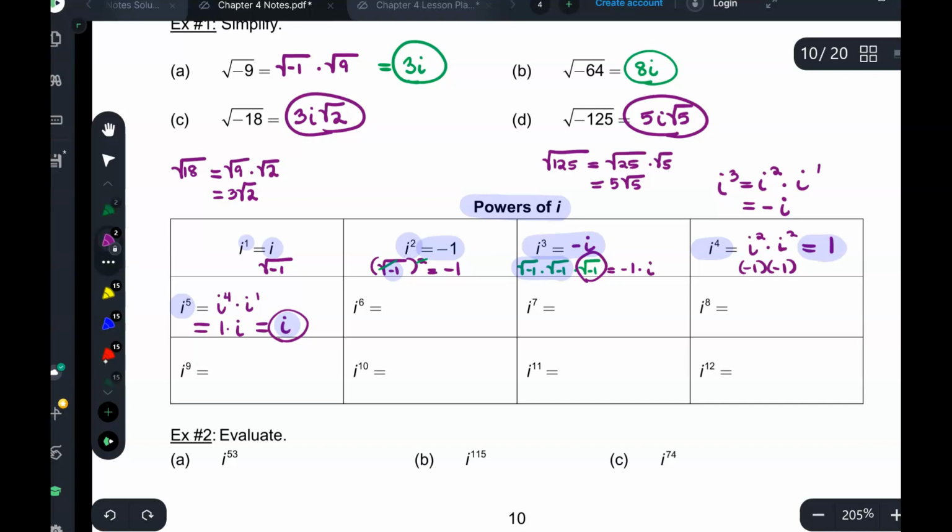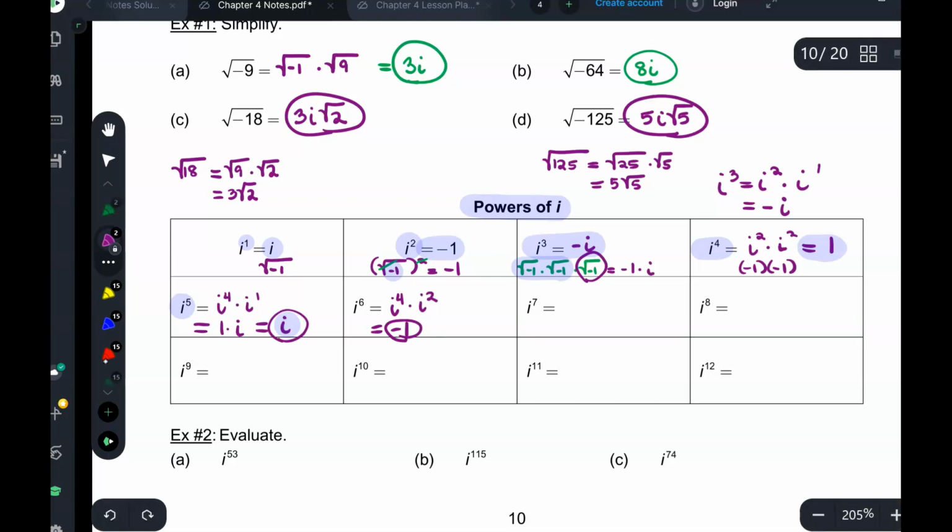Okay, i to the sixth, I can think of that as i to the fourth times i squared. i to the fourth, again, we just proved that that was equal to 1. And then look above, right? What do we get for i squared? It's negative 1, so this would be negative 1.